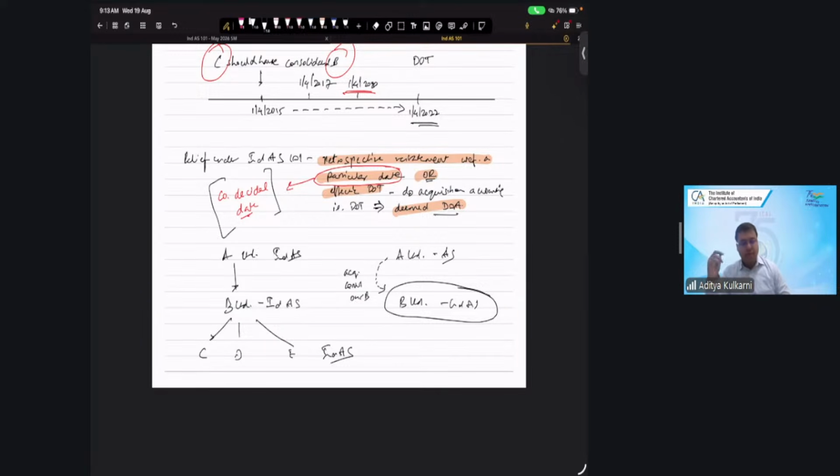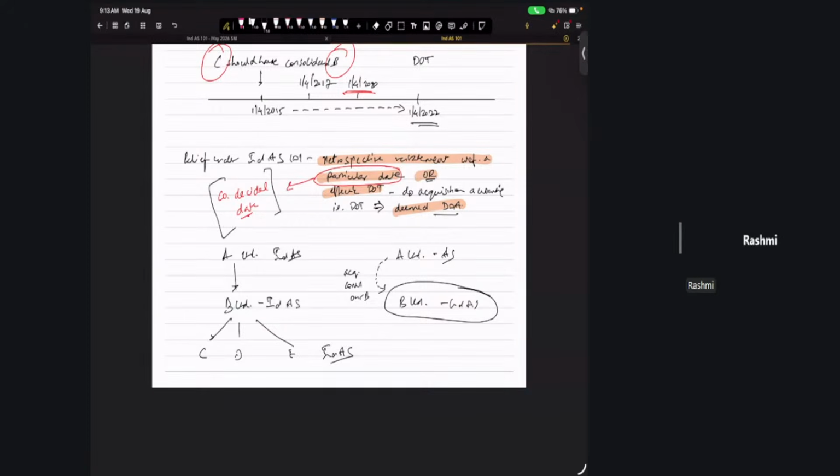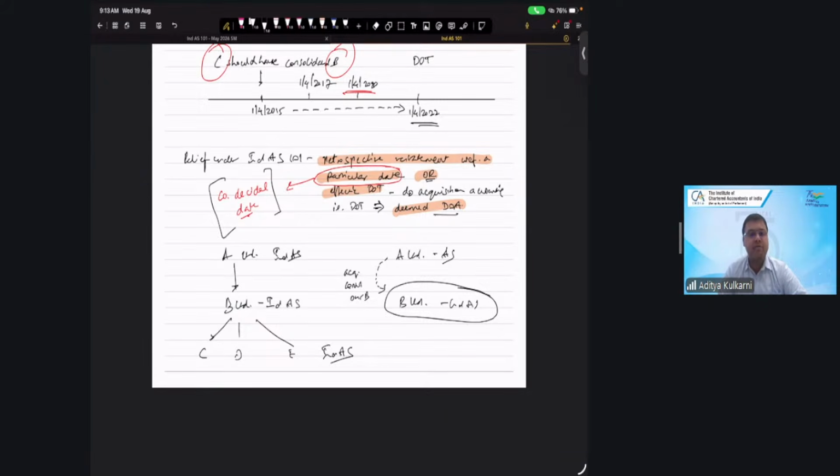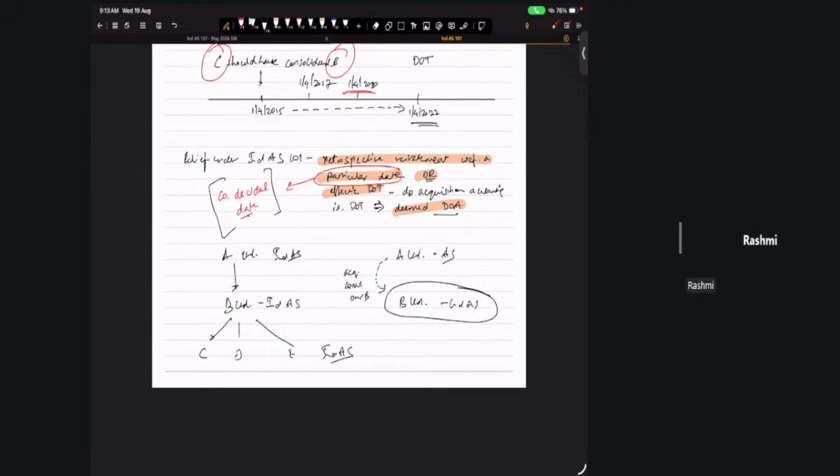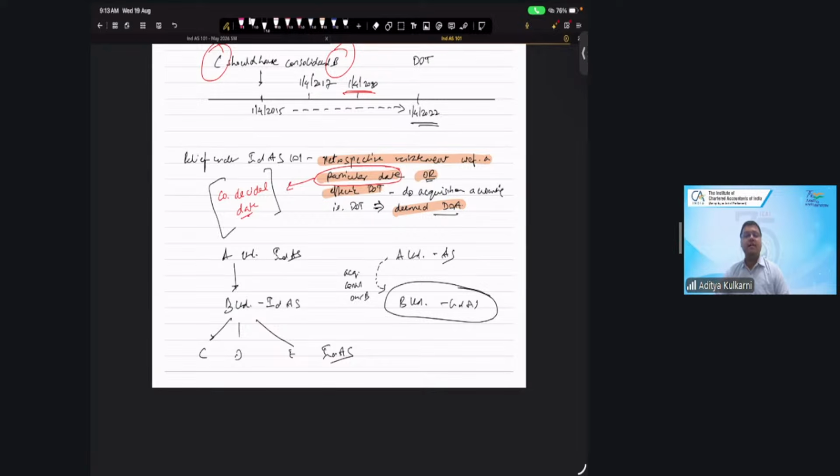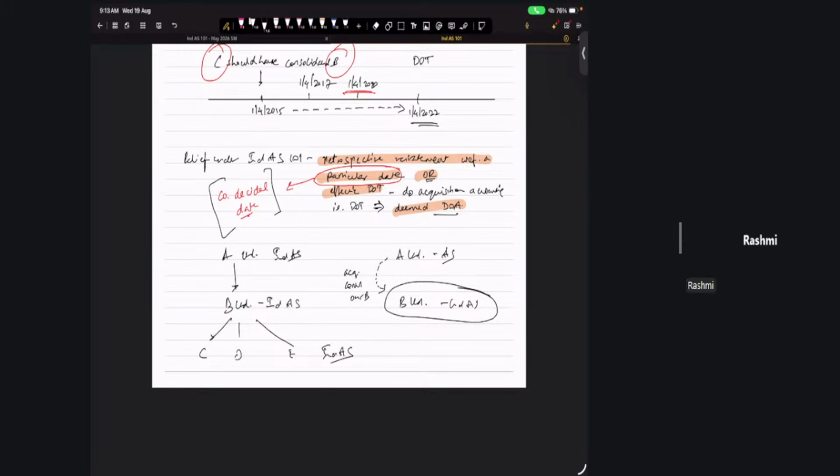When we go back in time and do a consolidation, basically you go back in time to calculate the NCI, the goodwill, and the fair value. So basically you have to do this humongous activity if you do not avail the transitory benefit that is given by this Ind AS. Is it okay?